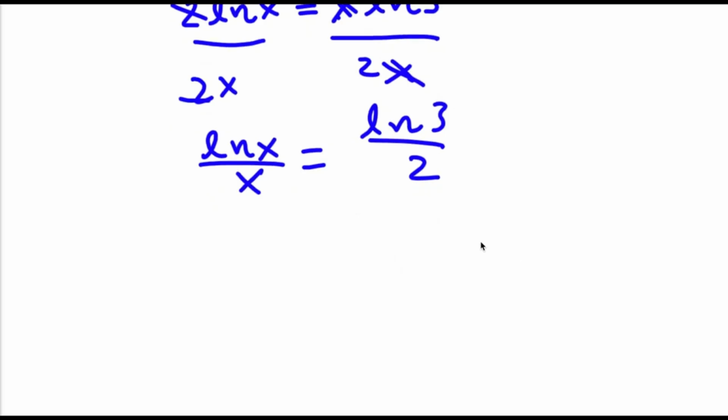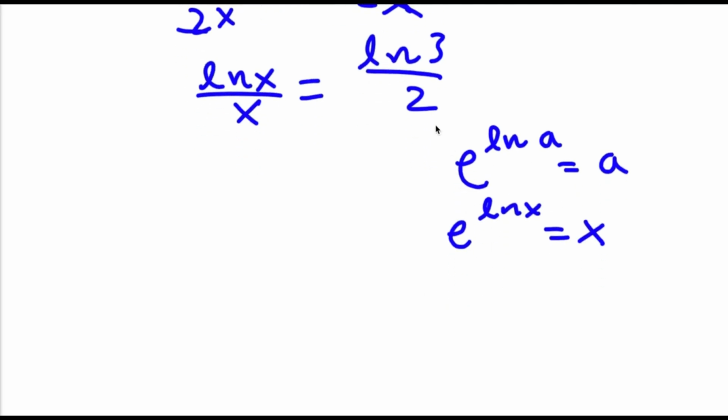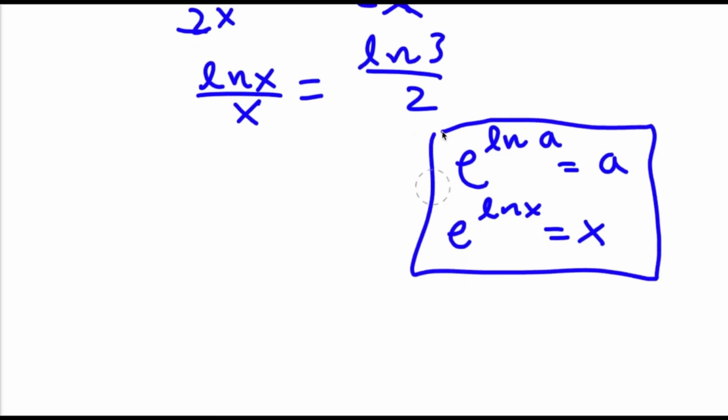So now, if I have something in the form e to the power of ln a, this is equal to a. And if I have something in the form e to the power of ln x, this is equal to x. This is because e and ln, these two will cancel out. So remember this property.